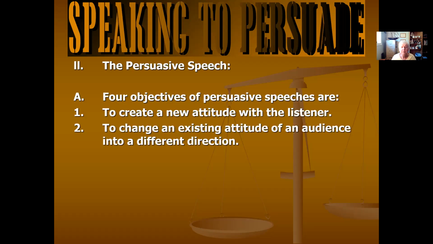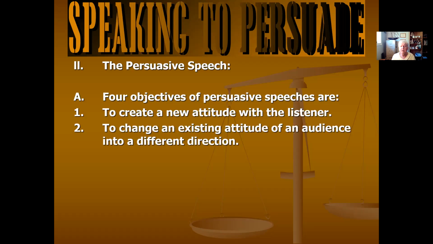A second objective of a persuasive speech is to change an existing attitude of an audience into a different direction. So maybe I'm thinking we should go out to visit your home country. That's an attitude I have. But I'm thinking that we're going to go visit a city over here, and you're saying, let me shape your new attitude towards visiting my city, which is over here.